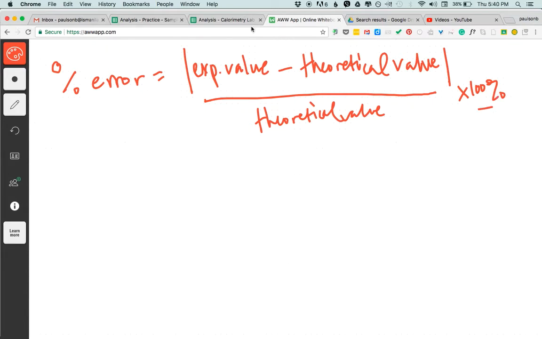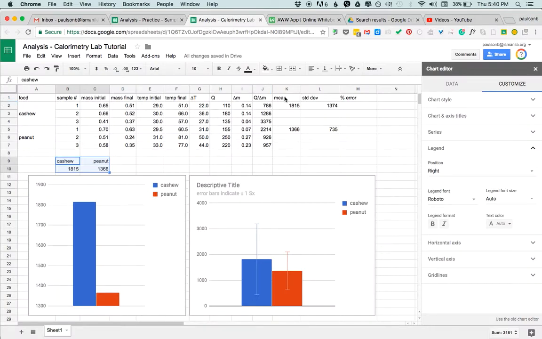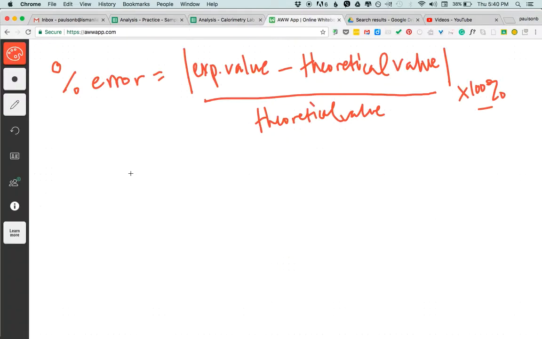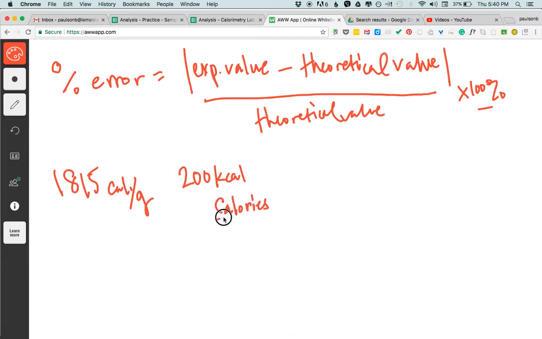Okay? So if we come back over to our results, I'm just going to do cashews as an example. So I've got 1,815 calories per gram for that particular food. Now, how do I know how many calories per gram I should expect from a cashew? Well, take the package. The packages are still in the classroom for any of the foods that you tested. I'm going to look at the nutrition facts and find out how many total calories there are. In this case, for cashews, one serving size has 200, and it says kilocalories. Sometimes on the package it might just say calories, but food calories in general are capital C, and that's the same thing. These are synonymous.